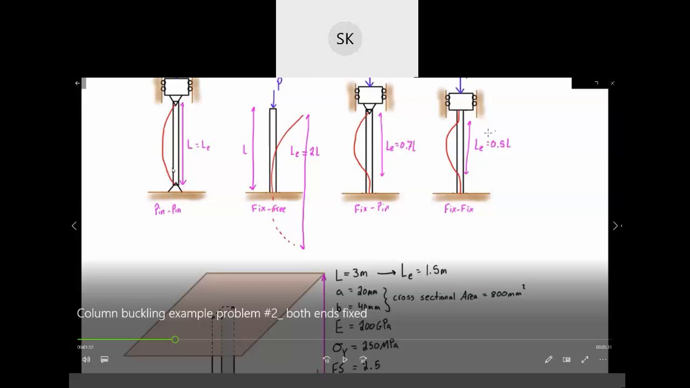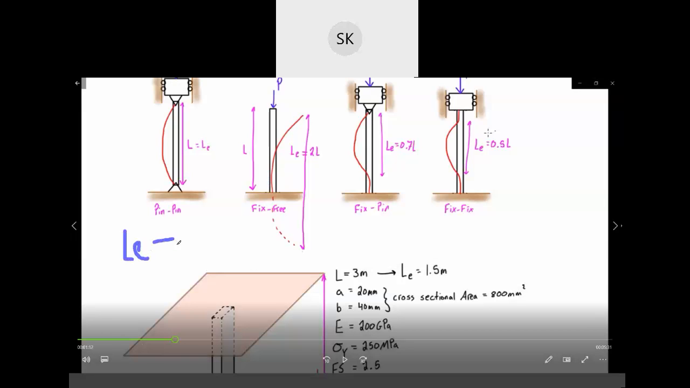In the earlier problem we solved for both ends hinged. When both ends are hinged, your effective length will be equal to L. In that problem your length was the same, right? There in the earlier problem we took L as 3 meters only, because both ends were pinned. Now in this case both ends are fixed, so your effective length becomes L by 2. My L is 3 meters, so divided by 2, it will be 1.5 meters.